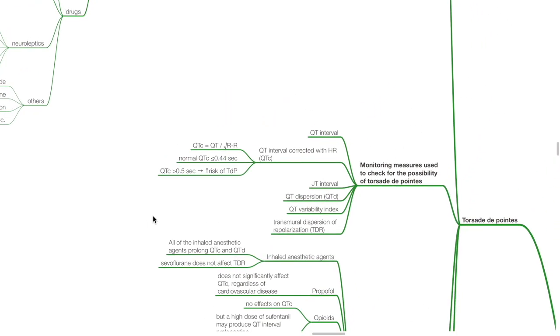Monitoring measures used to check for the possibility of Torsades de pointes include the QT interval and the QT interval corrected with heart rate, QTc, where QTc equals QT divided by the square root of the RR interval. Normal QTc is 0.44 seconds or less. QTc of more than 0.5 seconds increases the risk of Torsades de pointes. Other measures include the JT interval, the QT dispersion QTD, QT variability index, and transmural dispersion of repolarization.